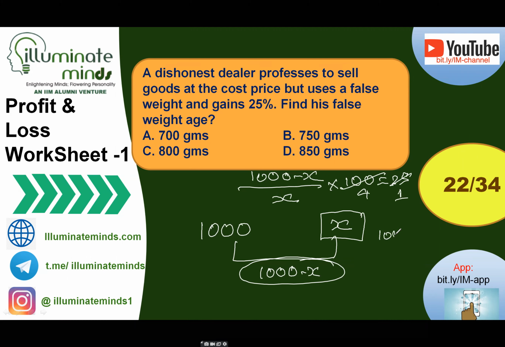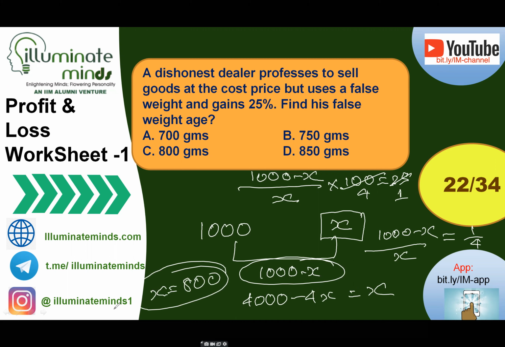So 1000 minus X upon X is equal to 1 by 4. So 4000 minus 4X is equal to X. 5X, X is equal to 800. 800 grams, again 25%. Same question as that of the previous question.